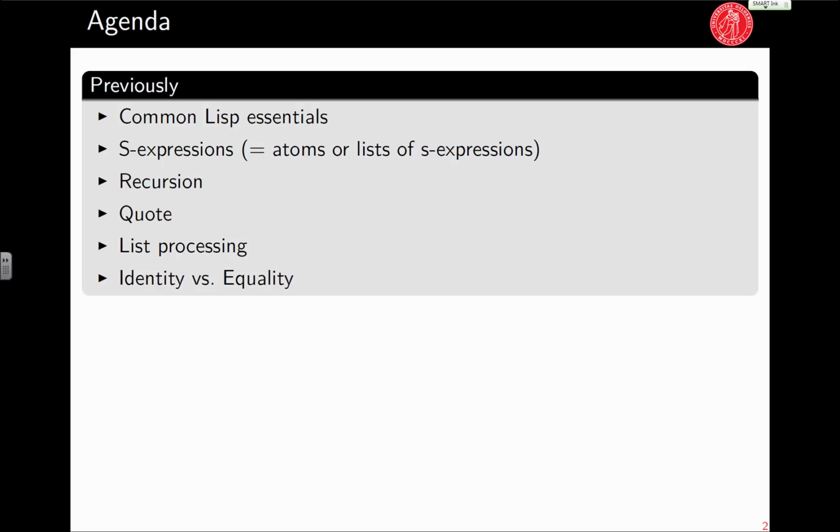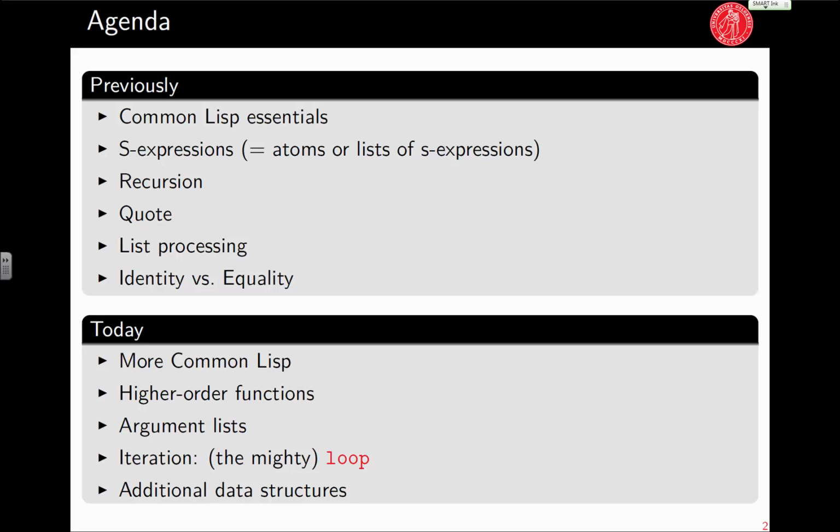Looked a little bit at how lists are represented internally and what built-in functionality there is to operate on lists, and concluded with a review of the distinction of various notions of equivalence, token identity versus structural equivalence.